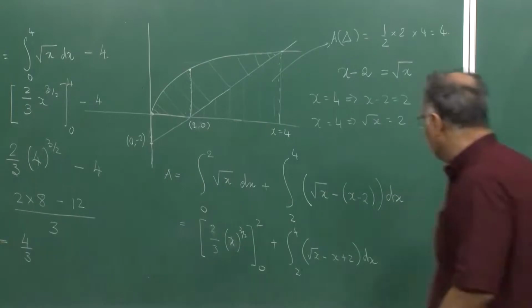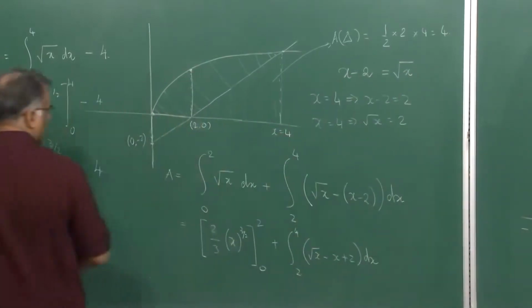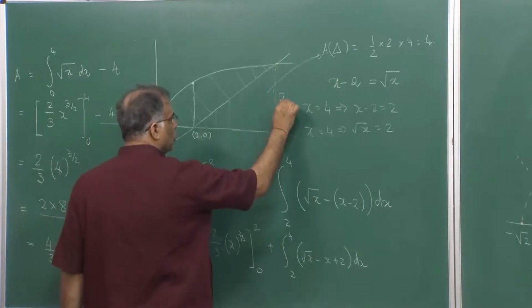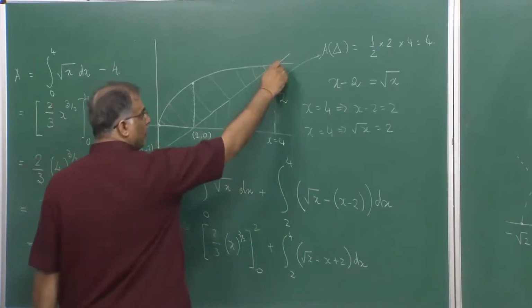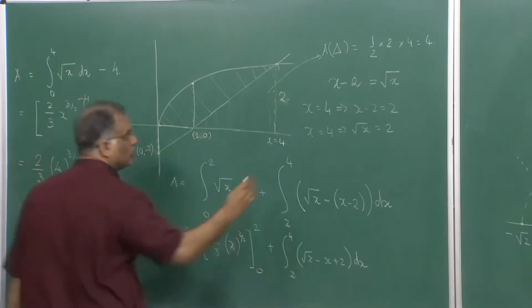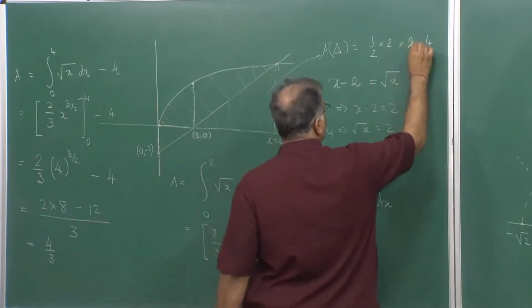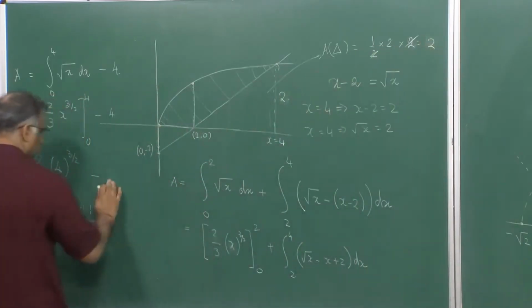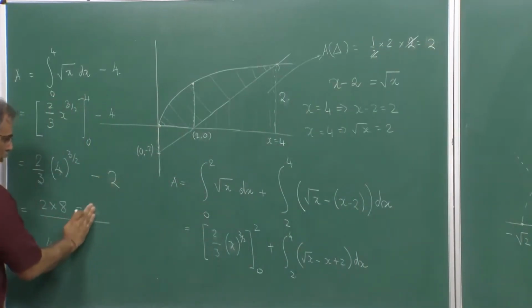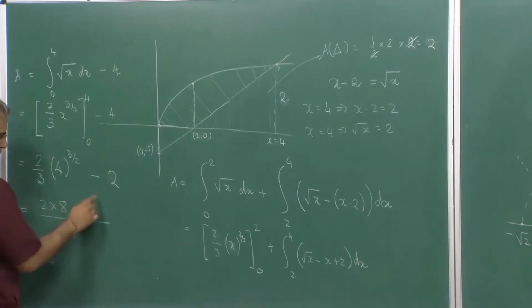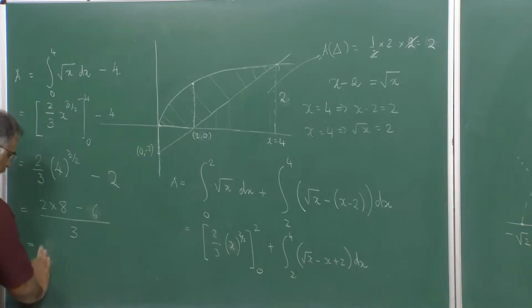That is the mistake. The answer is correct. This height is not 4. This height is actually 2, because it is root of x. So this height is 2, and the area of the triangle is 2. If I have 2 here, I told you there was some calculation mistake: 2 into 8, 16, minus 3 into 2, 6. 16 minus 6 is 10, 10 by 3.